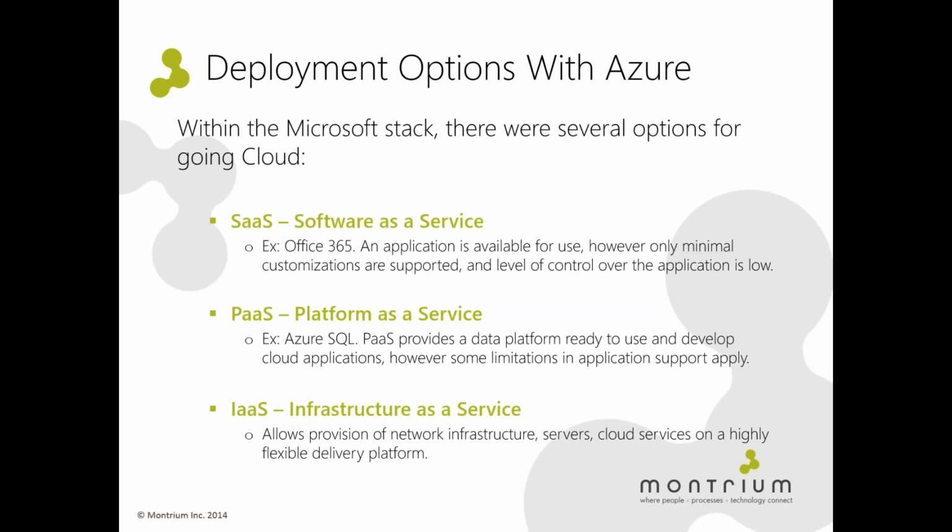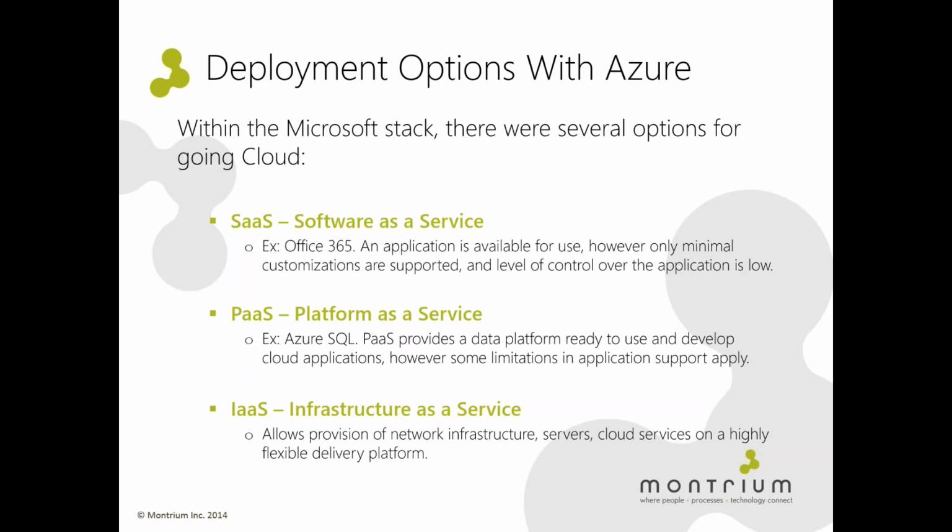Now with Microsoft, they have a comprehensive cloud platform at every level. The first level is SaaS, which I'm sure most people are familiar with. That's software as a service. A great example of this is the popular Office 365 platform. It's an application that's available on the cloud for general use. It's great, quick, easy to set up. However, it really only allows very minimal customizations and has a very low level of control over the application. So relatively early on in the process, we were able to rule that out as an option.